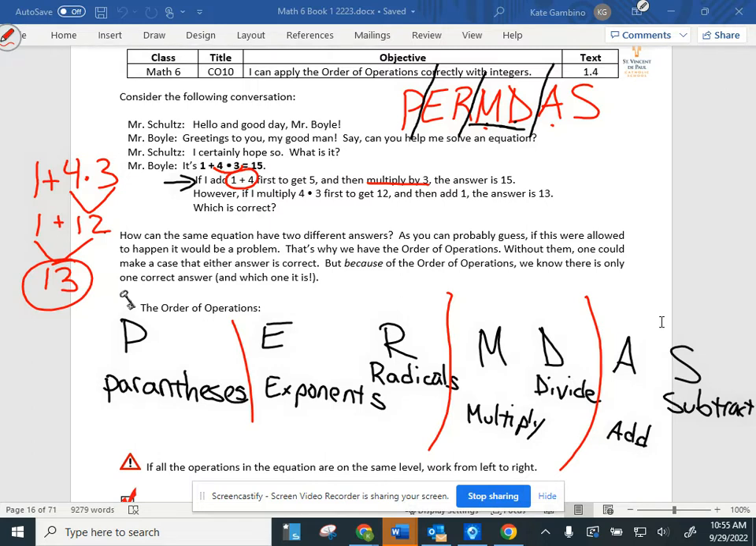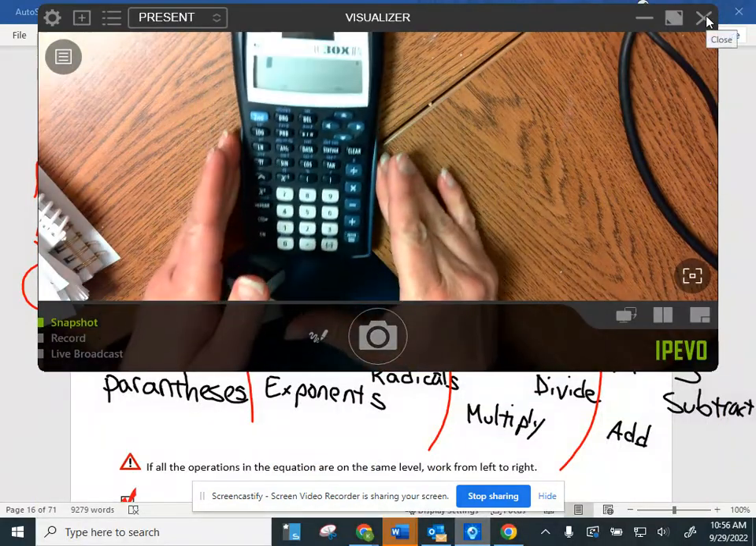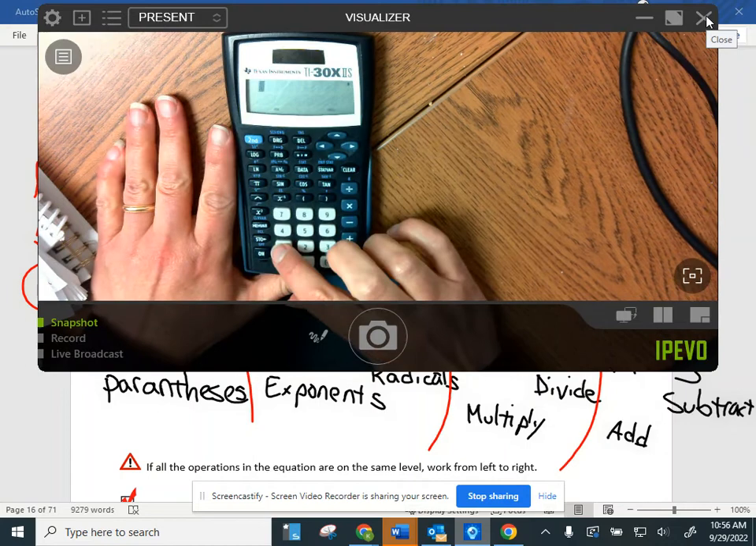Even though you won't be able to use a calculator on this part of the test, you can use it now to check your answer. You're going to make sure you enter the equation into your calculator exactly how it's written here. So what this means is if we were going to look at the equation from Mr. Boyle, our calculators have their own little brains in them. They're pretty smart.